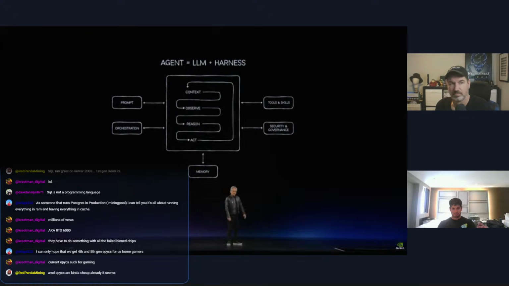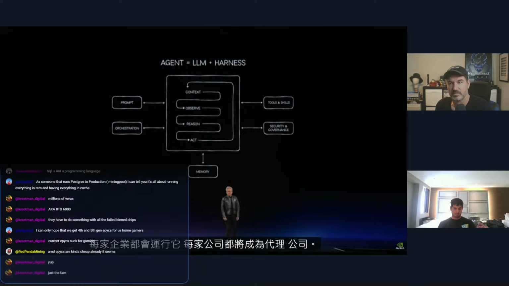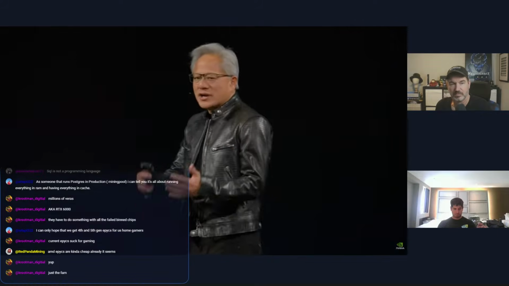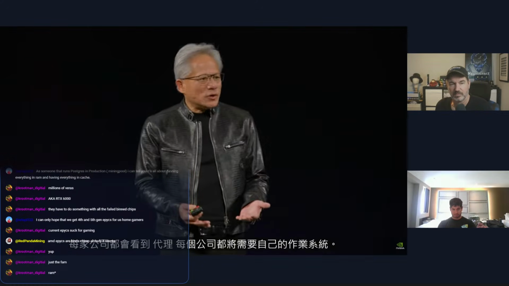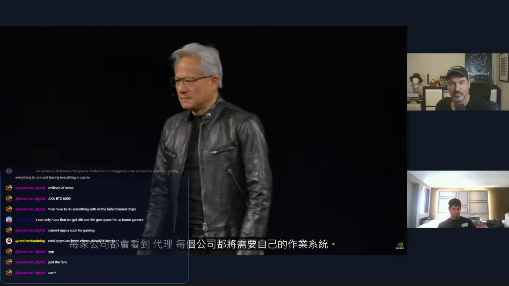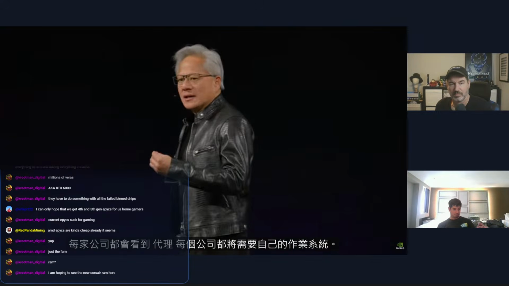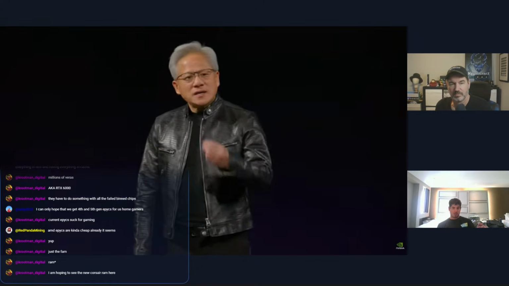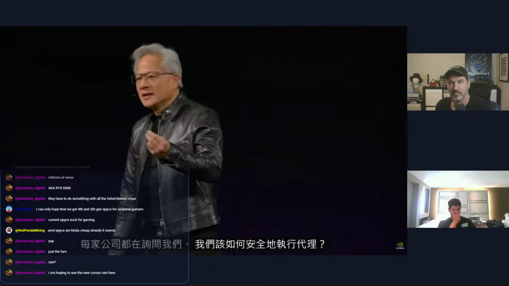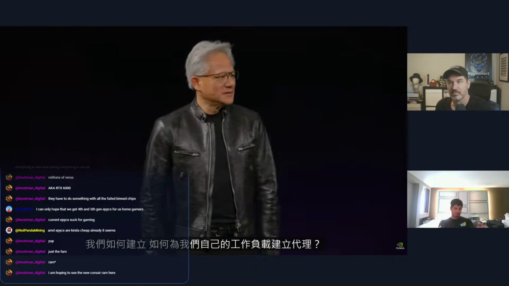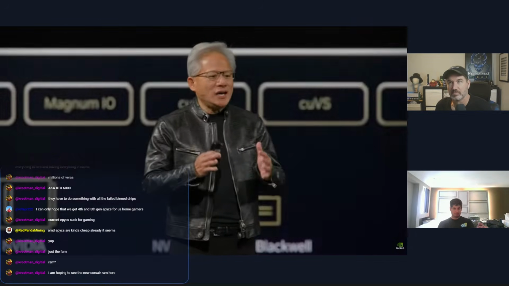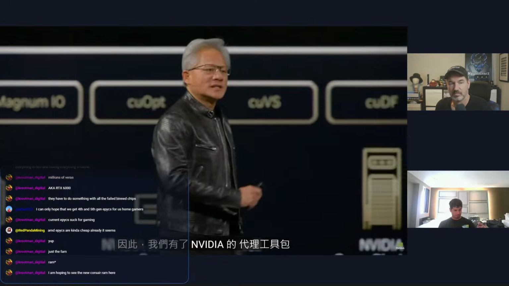Every company will be an agent company. Every company will have agents running inside. Every company will see that agents will need their own operating system. Every company is asking us, how do we run agents safely? How do we build agents for our own workloads? And so we have the NVIDIA Agent Toolkit for Enterprise AI.